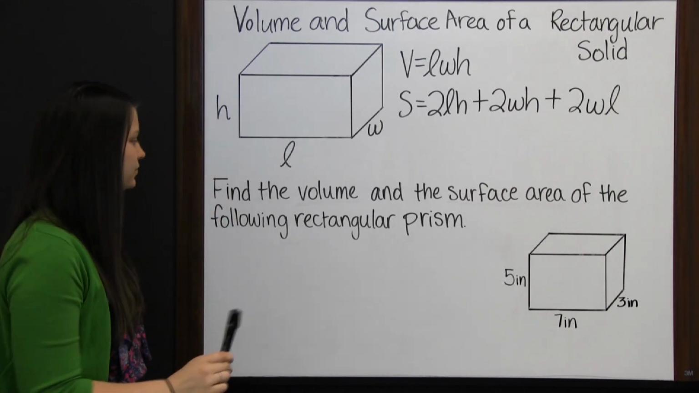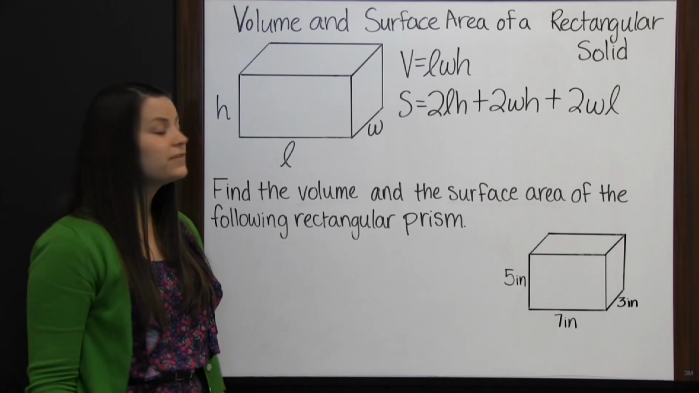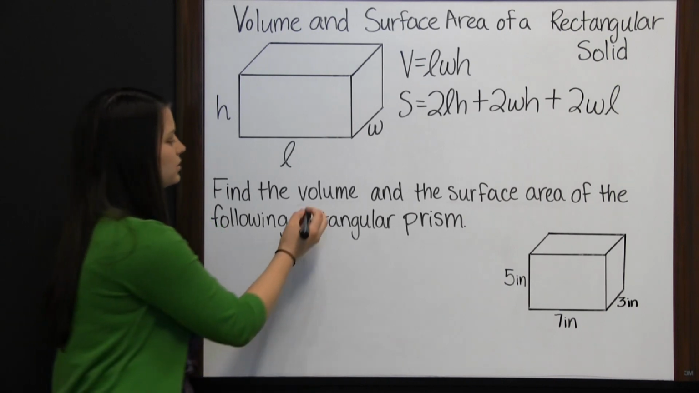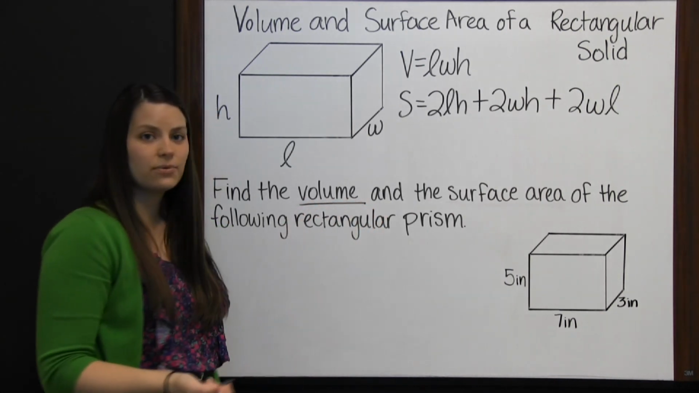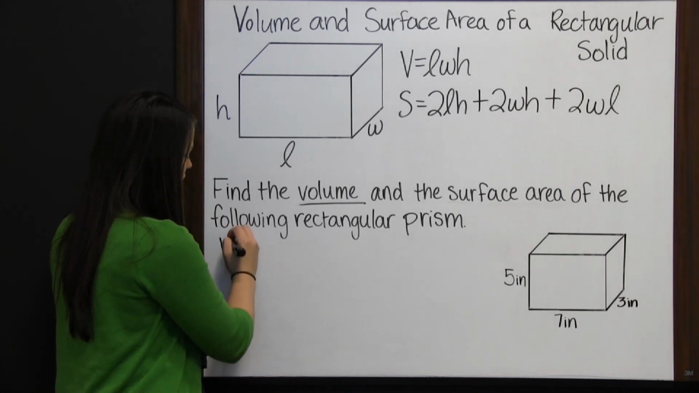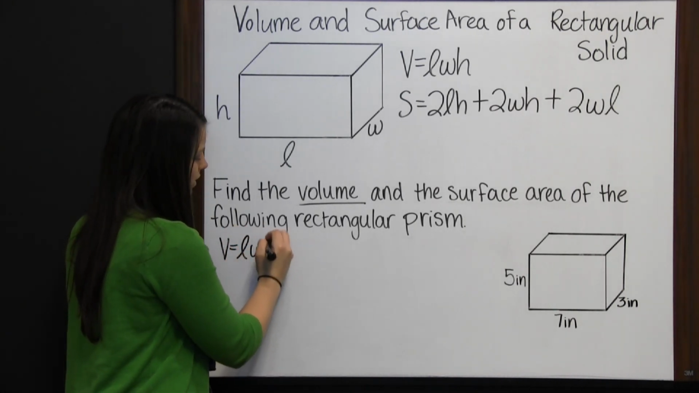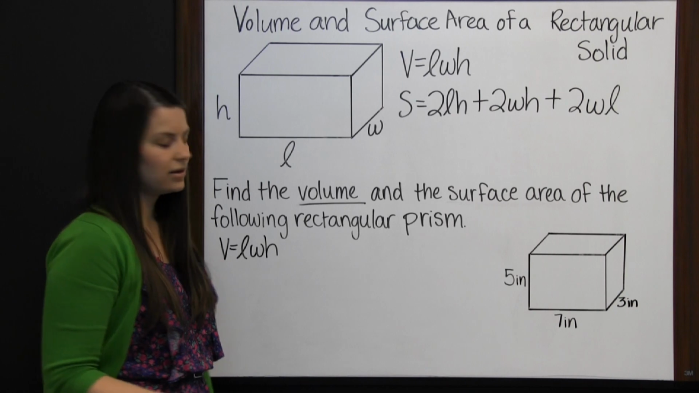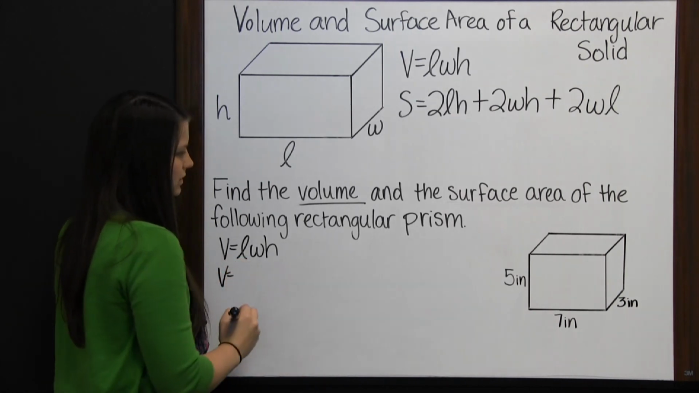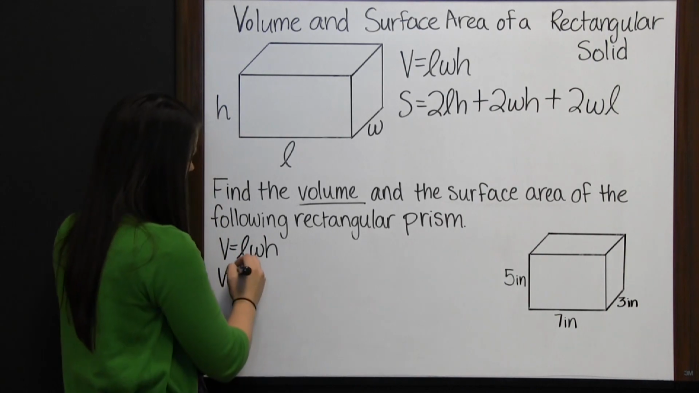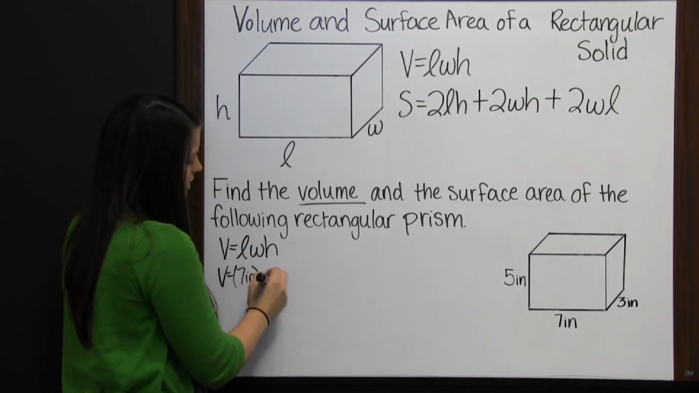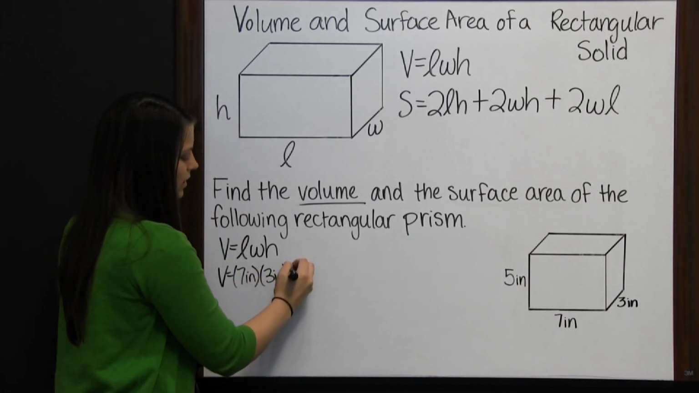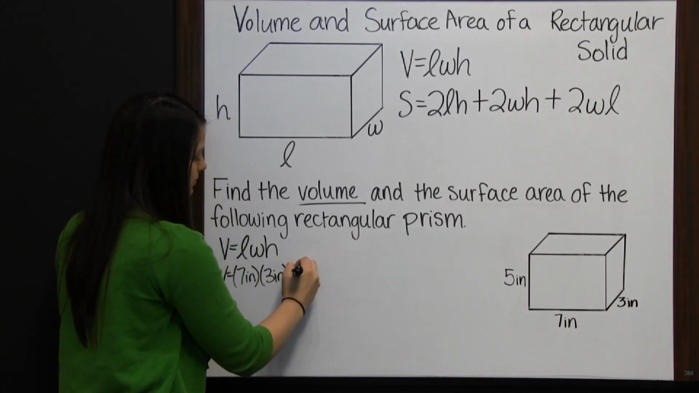Let's look at an example. Find the volume and the surface area of the following rectangular prism. Let's start with volume. So the first thing we're going to do is write our formula. Volume is the length times the width times the height. Now we need to substitute our length, width, and height. So volume is, the length is 7 inches times the width, 3 inches, times the height, 5 inches.